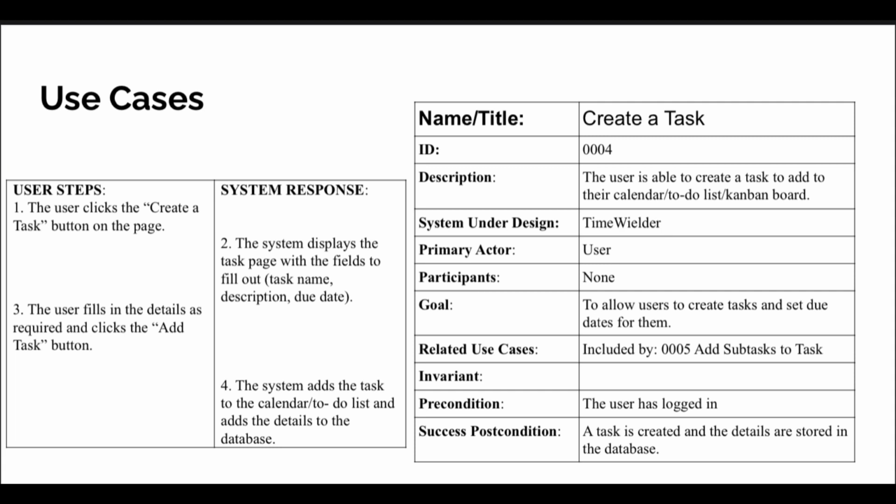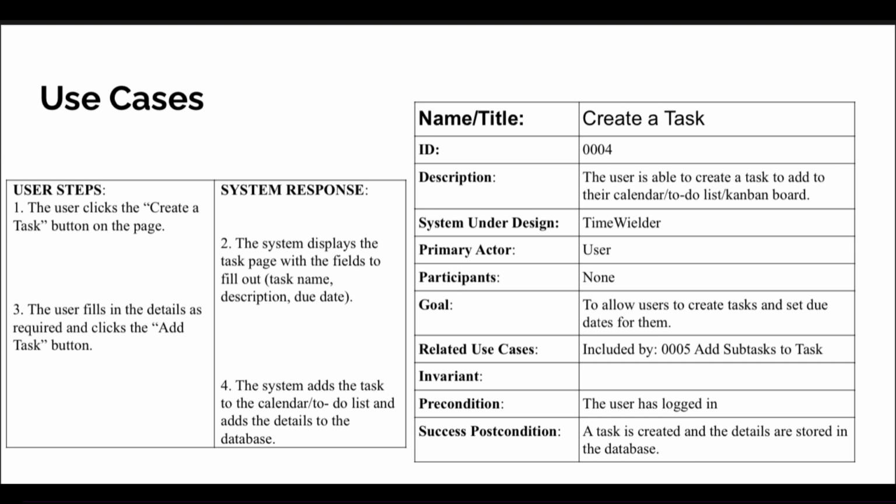And the precondition is that the user is logged in, and the success post condition is that a task is created and the details are stored in the database. And the steps go as follows. The user clicks the Create Task button on the page. The system displays the task page with the fields to fill out.